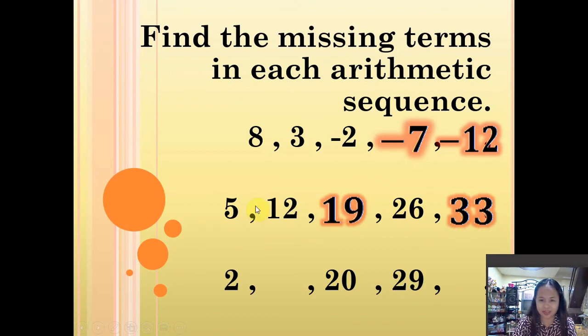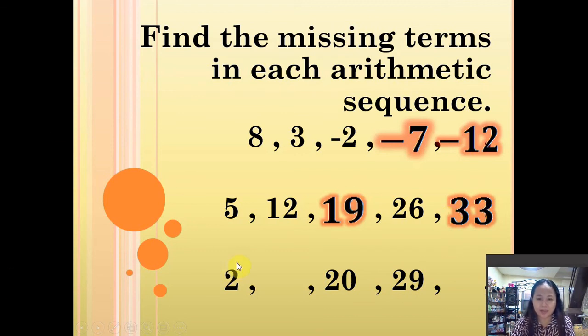So let's go over to our sequence. We have 5. What is the common difference again? It's 7. So 5 plus 7 is 12. 12 plus 7 is 19. 19 plus 7 is 26. 26 plus 7 is 33.